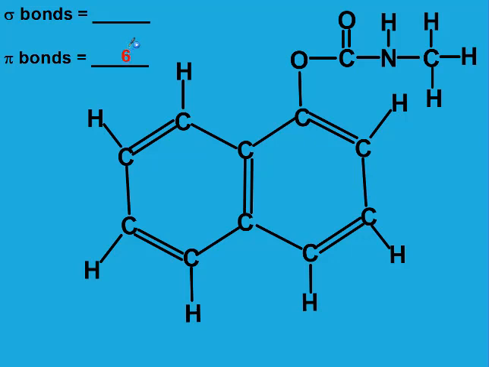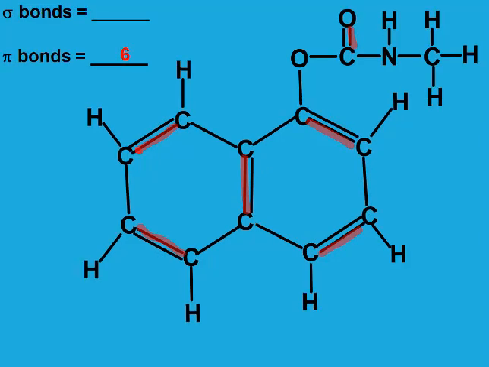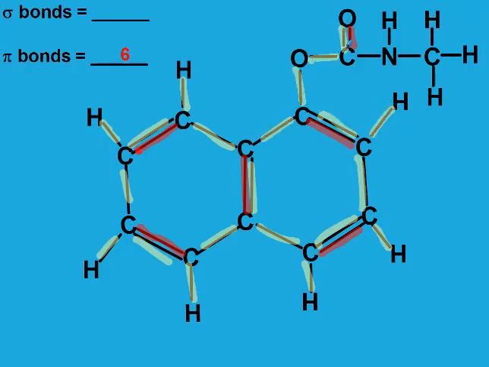So your pi bonds, you should have said, was 6. Every double bond, one of the lines for the double bond was a pi bond. So that's 1, 2, 3, 4, 5, 6. Which means all the other bonds are going to be sigma bonds. So that's 1 through 27. So 27 sigma bonds and 6 pi bonds.